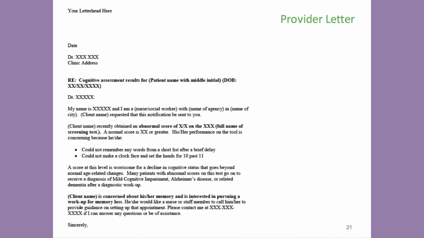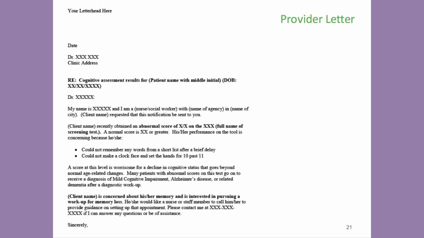The next letter is one that can be given to providers. In the first paragraph, you're just explaining to the doctor who you are and what your role is. The second paragraph highlights the fact that your client obtained an abnormal score on the assessment instrument. The bullet points underneath are an opportunity to highlight aspects of the test on which the patient struggled, in order to emphasize the need for follow-up.